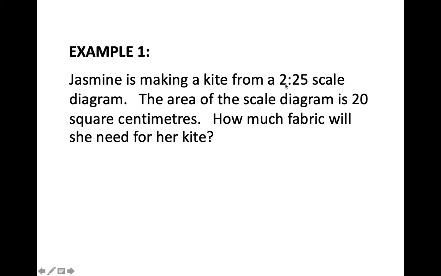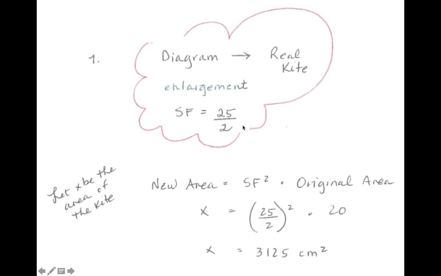So the numbers we need to remember are that the scale is 2 to 25, and that the area of the diagram is 20. She's starting with this small diagram and going to enlarge it. So let's take a look at how it works. One of the things that I recommend you always do is start out by saying, okay, what direction am I going?